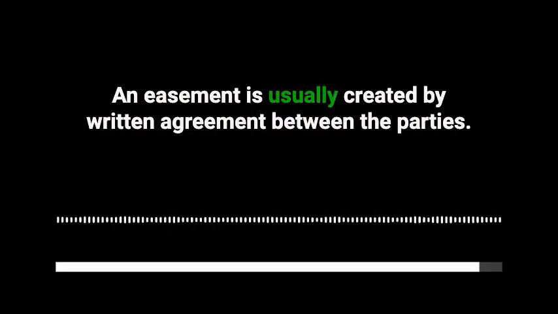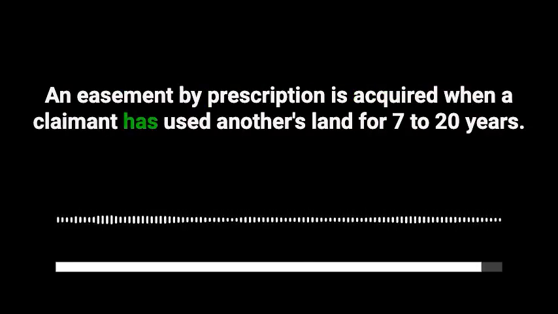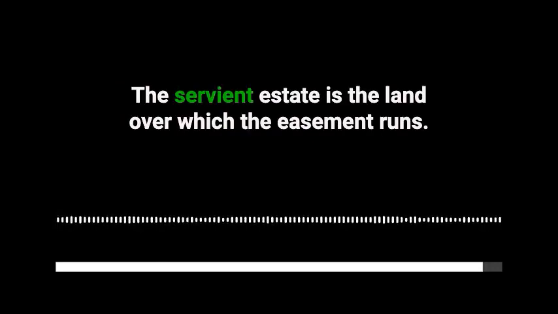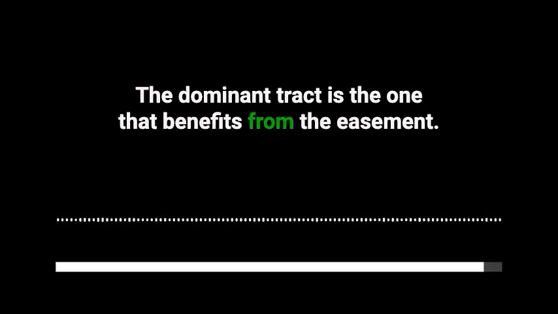An easement is usually created by written agreement between the parties. An easement by necessity arises when land has no access to a street or public way. An easement by prescription is acquired when a claimant has used another's land for 7 to 20 years. The use must be open, continuous, exclusive, adverse, and notorious. The servient estate is the land over which the easement runs. The dominant tract is the one that benefits from the easement.